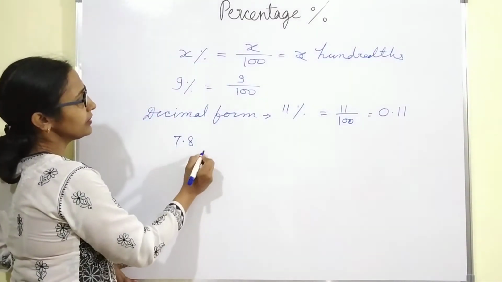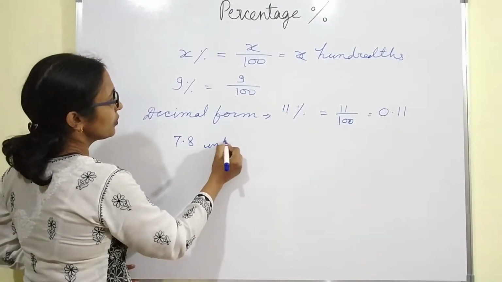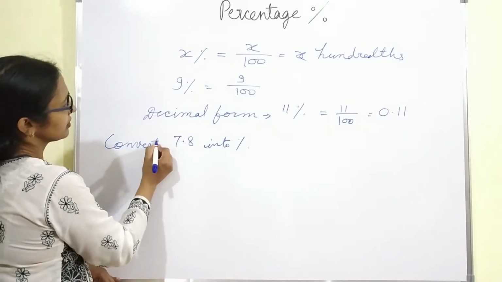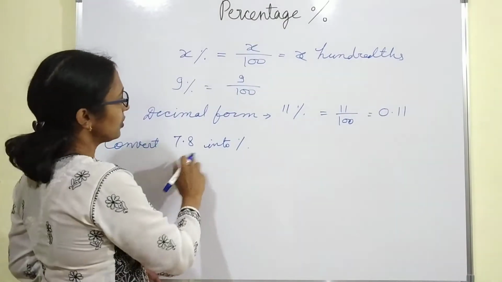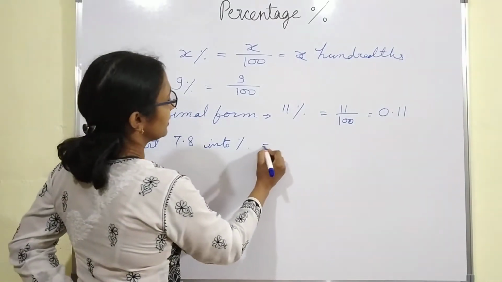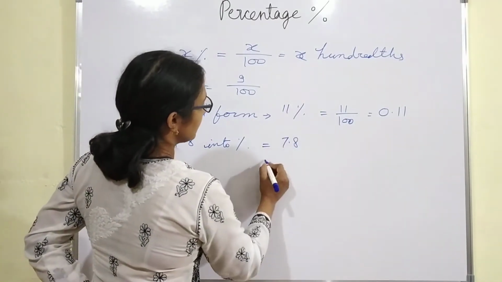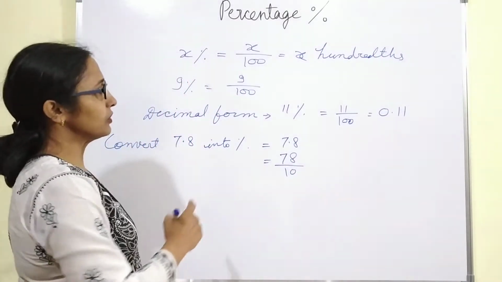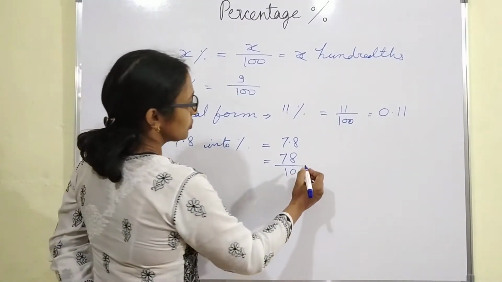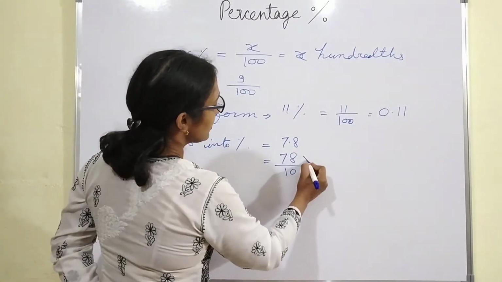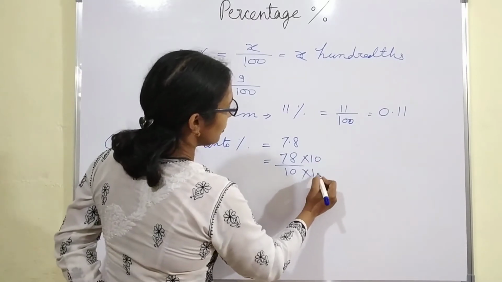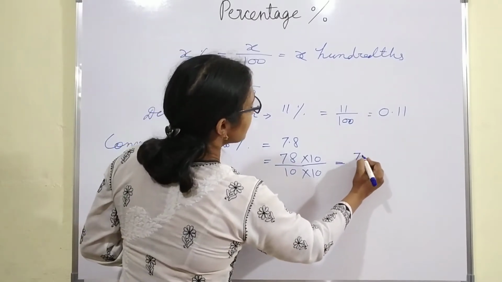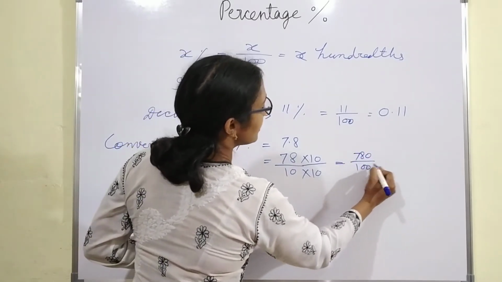7.8. Convert it into percentage. We have to convert this into percentage. So 7.8 is 78 upon 10. Now you have to convert it into percentage. To convert it into percentage, you have to multiply 10 in numerator and 10 in denominator. So it will become 780 upon 100.